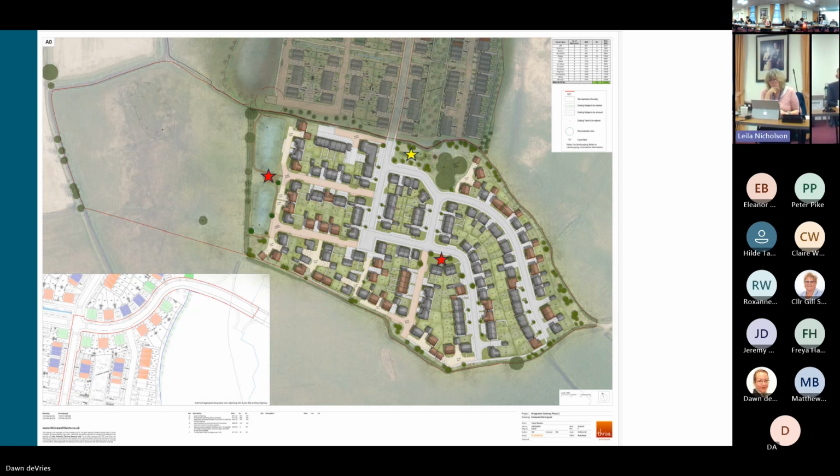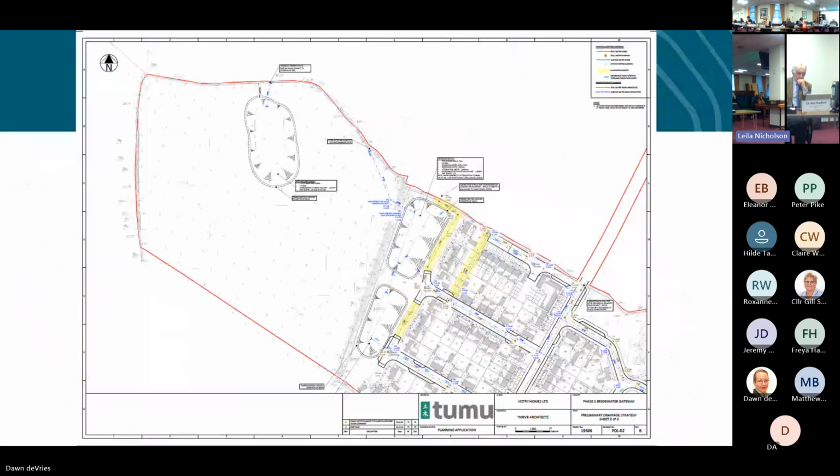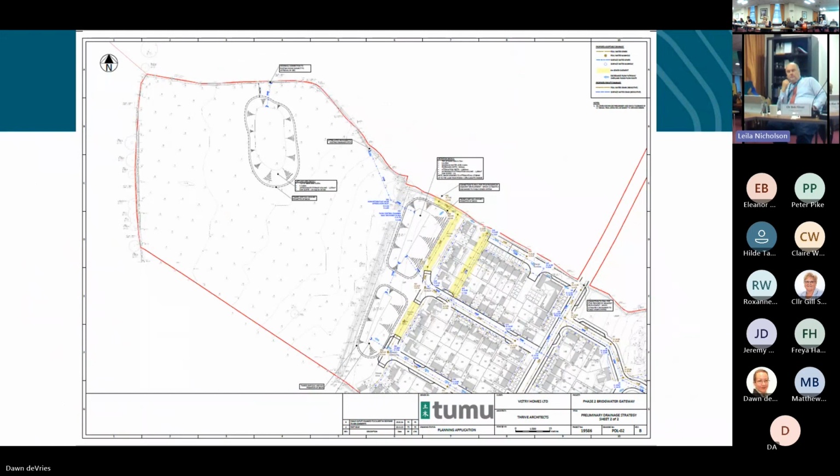Vistry liaised closely with the lead local flood authority and the internal drainage board during the application process, owing to the location of the site close to the Reen, and both stakeholders have confirmed their satisfaction with the drainage strategy provided, which will include SUDS features adjacent to the LEAP, a wetland area within the natural open space to the west. The scheme will be subject to a CIL contribution of just over £1 million. And additionally, a legal agreement will secure a contribution of around £92,000 towards local GP services, the provision of a LEAP and 2 LAPs and a travel planning package.